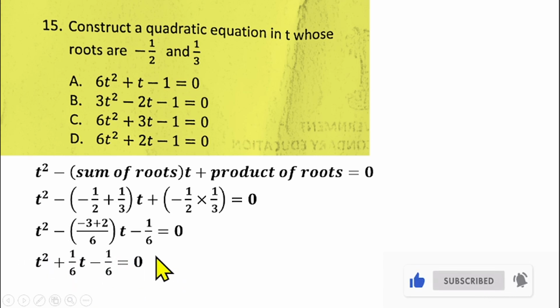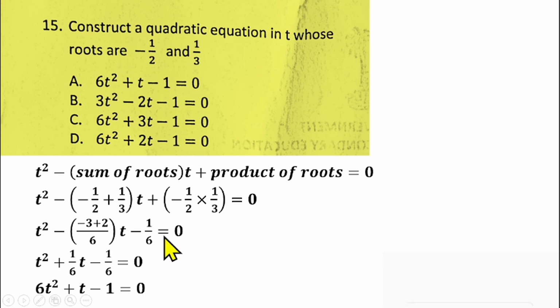We can clear the fraction by multiplying through by 6. Multiplying t squared by 6 gives 6t squared. Multiplying 1 over 6 t by 6 gives t. Multiplying minus 1 over 6 by 6 gives minus 1, equals 0. So that's the equation we are looking for, which is option A, for question number 15.